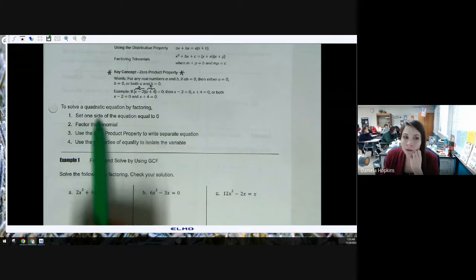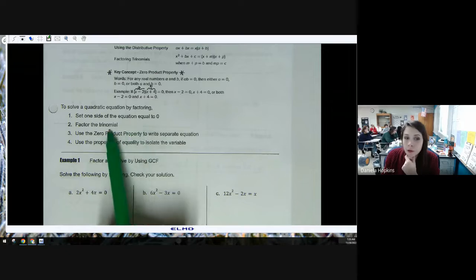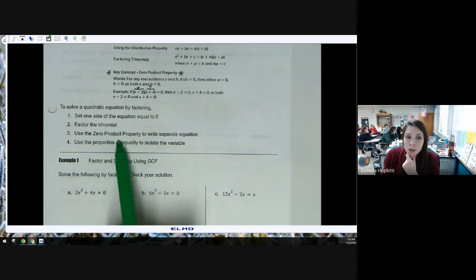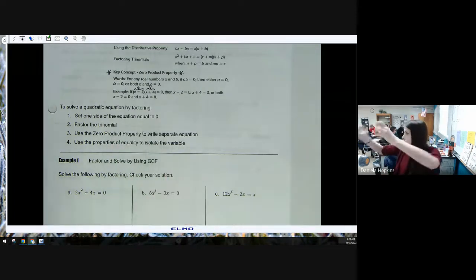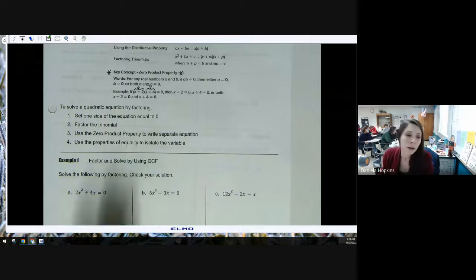So to solve, you need to first set one side of the equation equal to 0, and that's not always done for you. Then you need to factor the trinomial, and like I said, we'll have a couple ways to do that. Use the zero product property to write separate equations. What that means is we're just going to split off into two different possibilities. And then use the properties of equality to isolate the variable, meaning if it's x plus 2, you would subtract 2 from both sides.